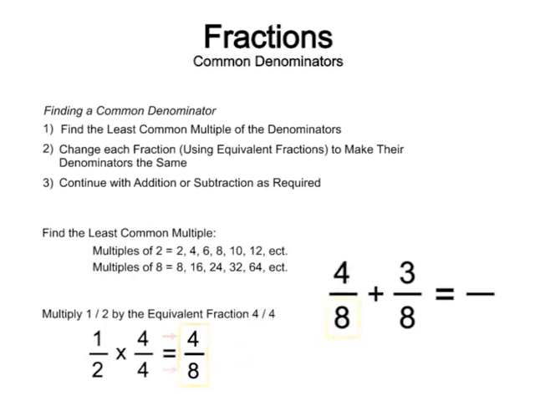Now we can return to the original problem and continue with our addition. Since the fraction 3/8 already has an 8 for a denominator, we don't need to change it. Continuing with our addition yields an answer of 7/8.